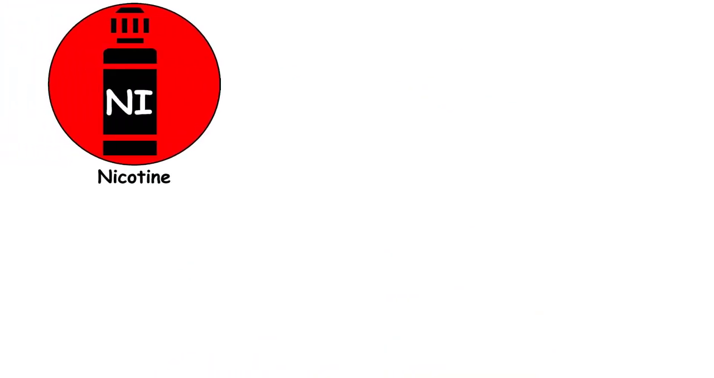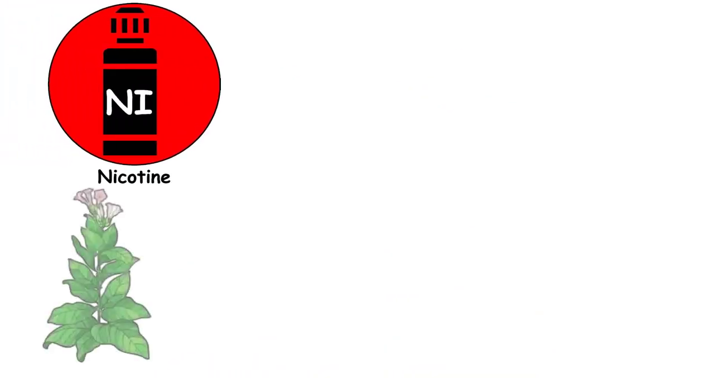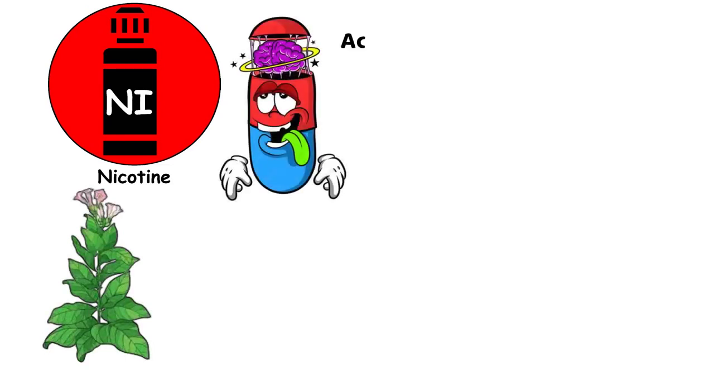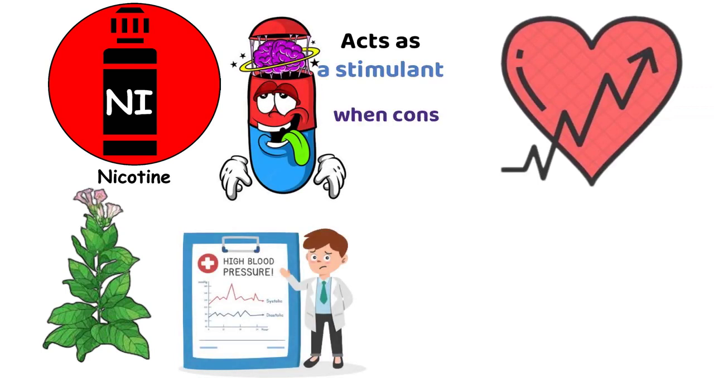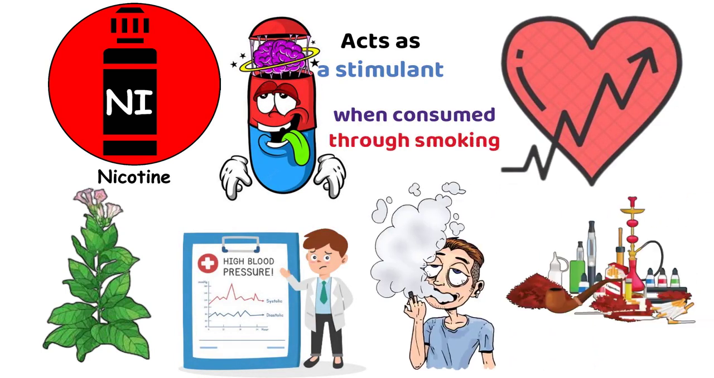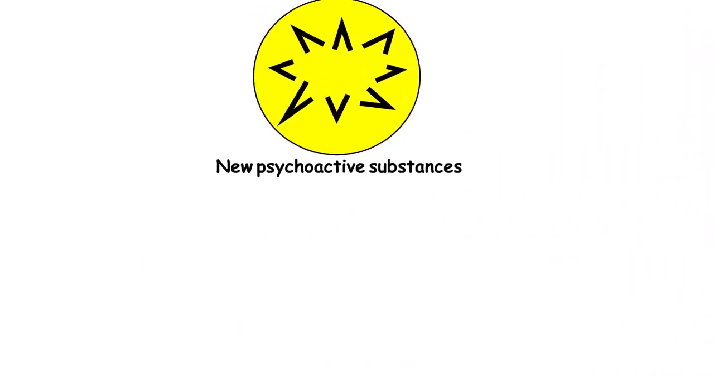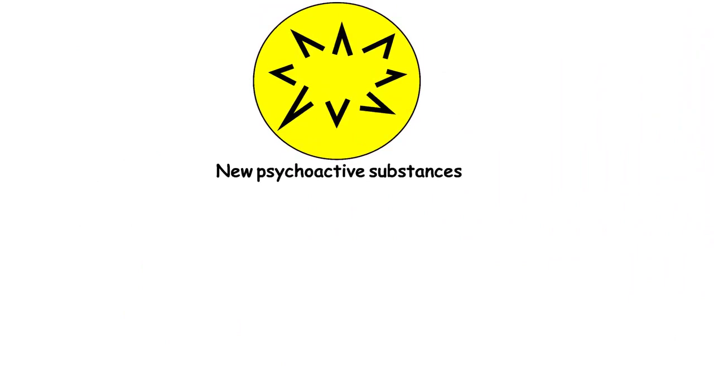Nicotine. Nicotine is a naturally occurring chemical found in tobacco plants. It is highly addictive and acts as a stimulant, increasing heart rate and blood pressure when consumed through smoking, vaping, or chewing tobacco products. New psychoactive substances.